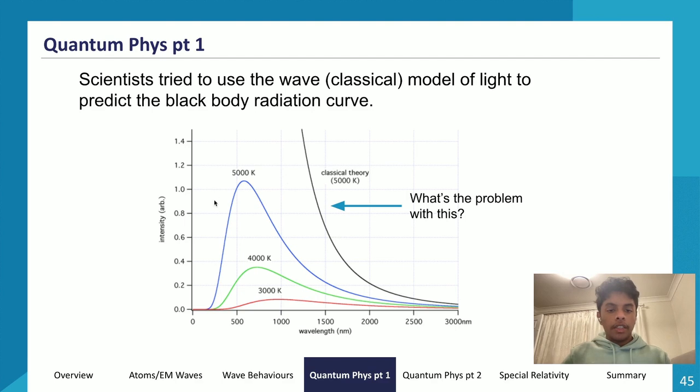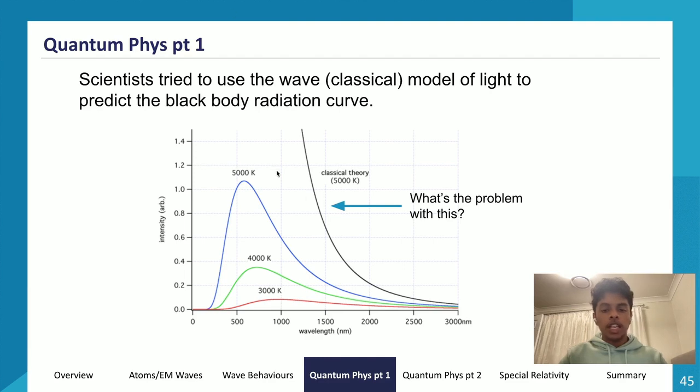So this 5000 Kelvin curve shows the blackbody radiation curve for an object at 5000 degrees Kelvin. So this is what it actually looks like. But what does the wave model, or the classical model of light, predict? Well, it predicted that it would just keep increasing and increasing, and it would asymptote at zero basically.